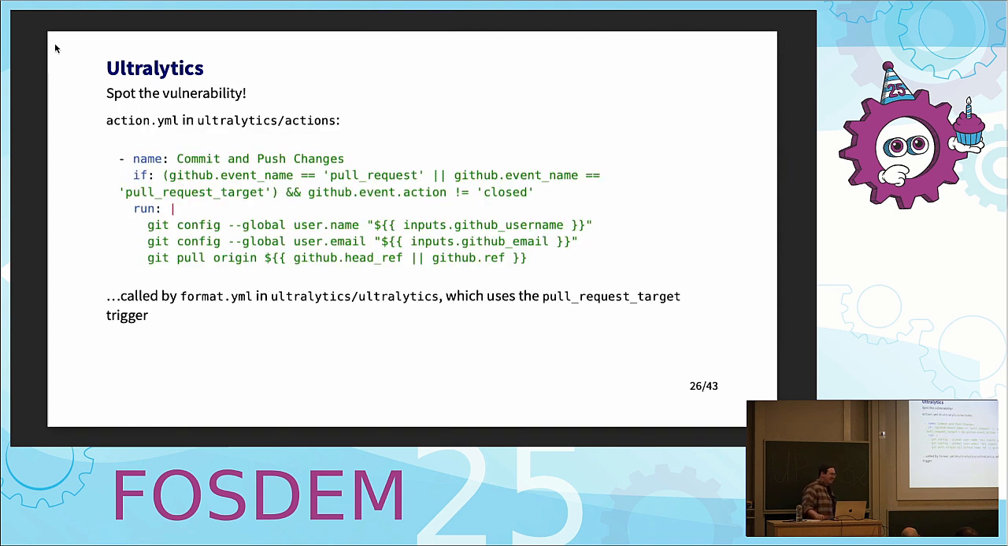Spot the vulnerability. It's the exact same one. It's our baby step vulnerability. They inject directly into the shell context with the user-controlled variable. This is happening with a pull request target trigger, which, unlike a pull request, runs with the upstream repo's permissions.